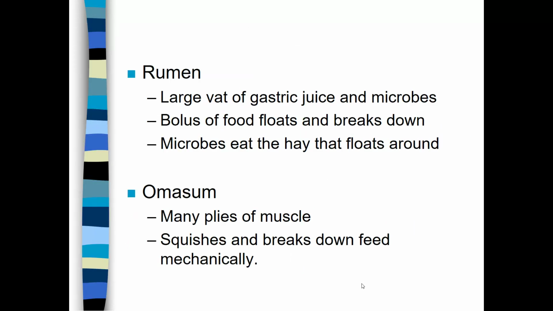Now, inside the rumen, there's this huge vat of gastric juice, but also it is chock full of microbial populations. And those microbes actually eat the low-quality forage food that the cow just chewed up and swallowed. So the reason that polygastrics or ruminants or cattle can just live off grass and still get all the protein they need is that they swallow the grass, and it's actually the microbes that eat the grass.